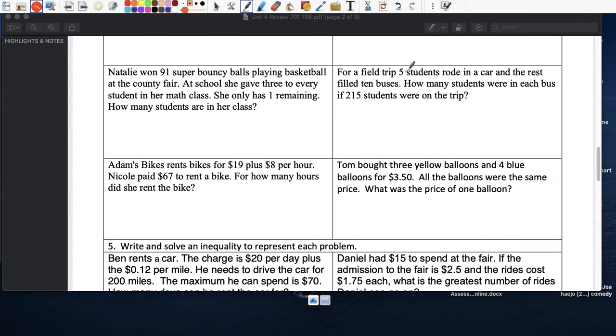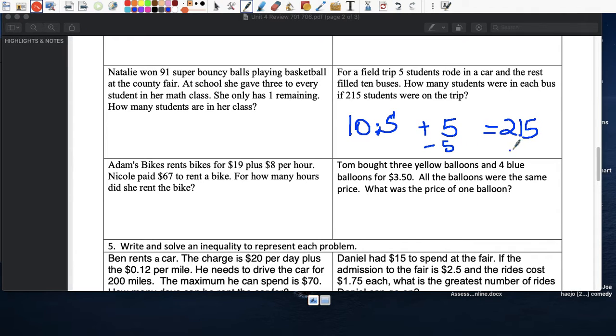For a field trip, 5 students rode in the car, so 5 kids were in the car, and the rest filled 10 buses. How many students were in each bus? Well, if 215 students were on the trip, I know the total is 215. So what equals 215? Well, the 5 kids in the car, plus how many kids were on the buses? Well, I know there were 10 buses, times S students, right? There were students in each of the buses, so that equals 215.